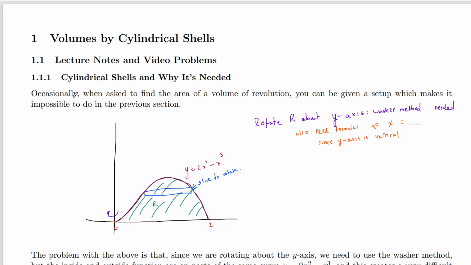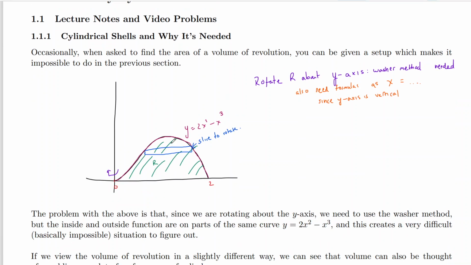So this is kind of the iconic example to explain why you need cylindrical shells. Now since it is iconic, you'll probably look it up and find this exact example elsewhere. But any curve that does not pass the horizontal line test, you can't actually figure out the volume of revolution using the disk or washer method, at least very easily, when it's revolved around a vertical axis like the y-axis.